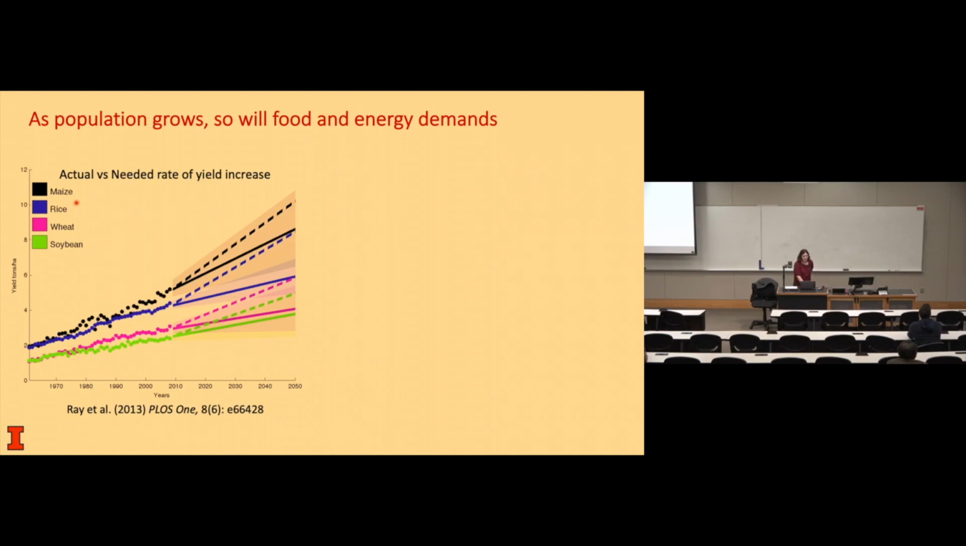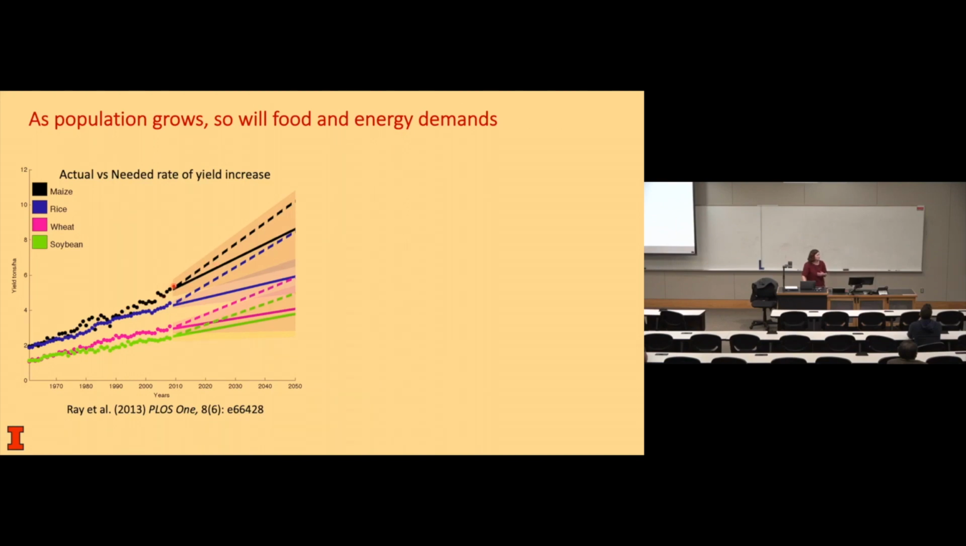In this picture, we have 4 different crops here: corn, rice, wheat, soybean, which are 4 of the major crops that are globally important, especially for food. It is showing historically the rates of increase of the yield in the crop that we've seen. There's been a linear trend of increases.